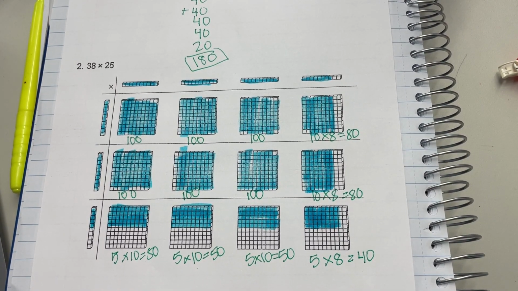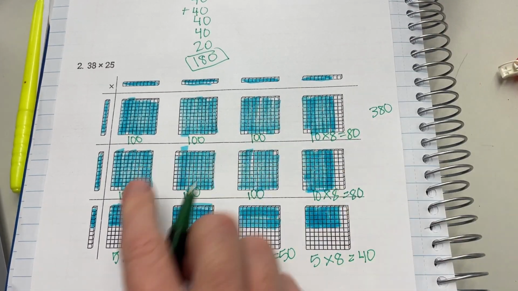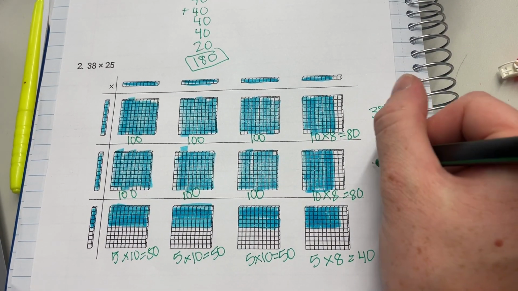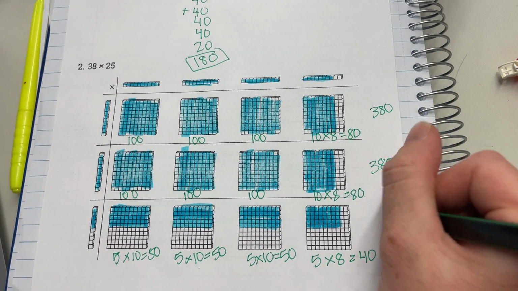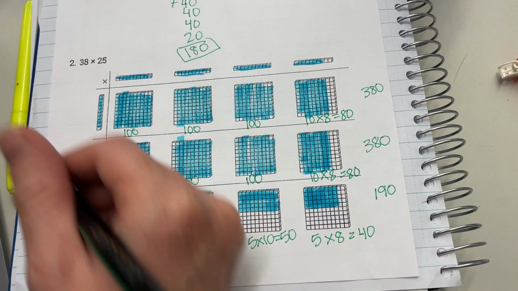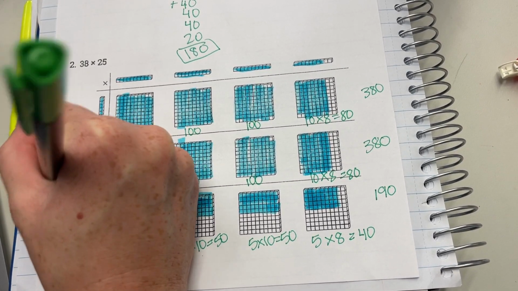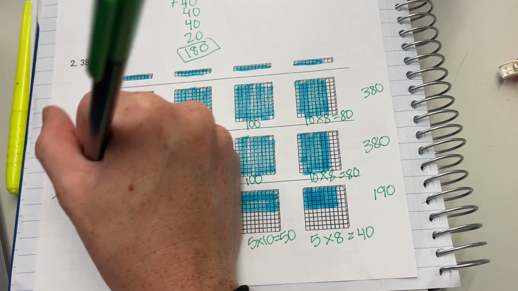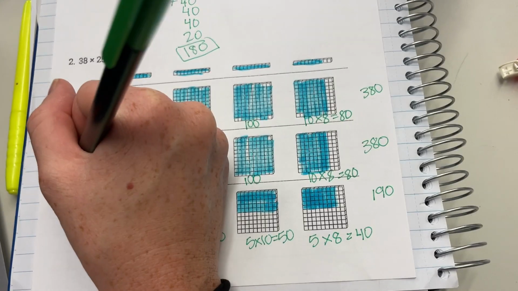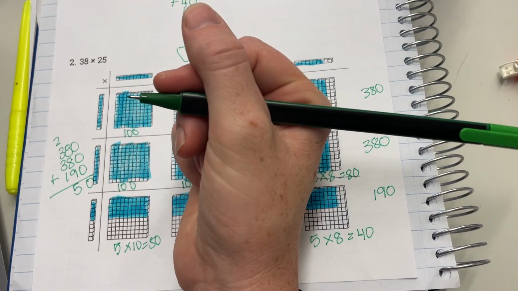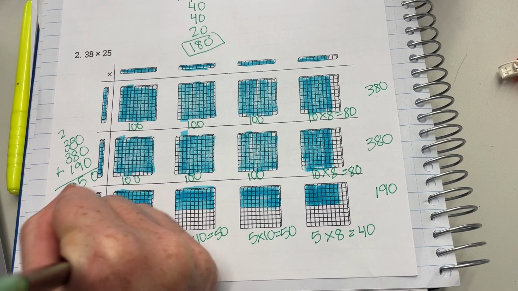And now I need to add my partial products. So I have 100, 200, 300, 380 for this row. 100, 200, 380 for this row. And then I have 50, 100, 150, 190. So I need to add all three of those together. So 380, 380, and 190. 0 plus 0 is 0. 8 plus 8 is 16 plus 9 is 25. 2 plus 3 is 5. 8, 9. So I have 950 as my answer.